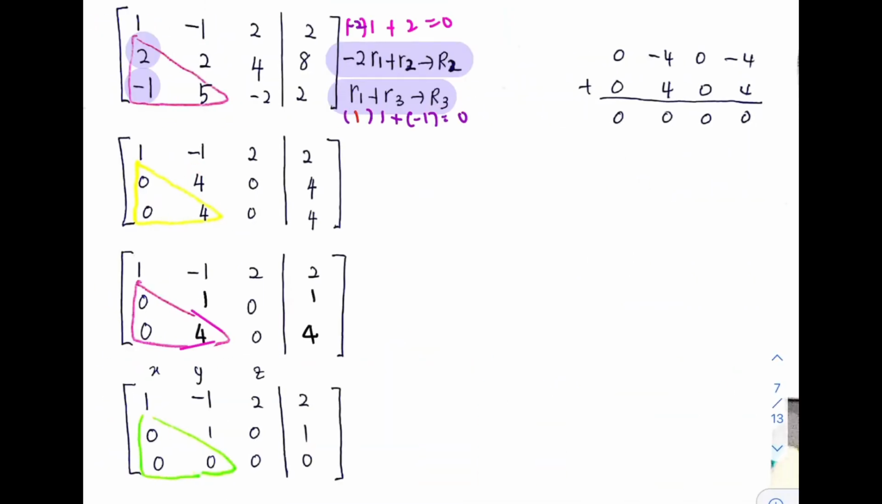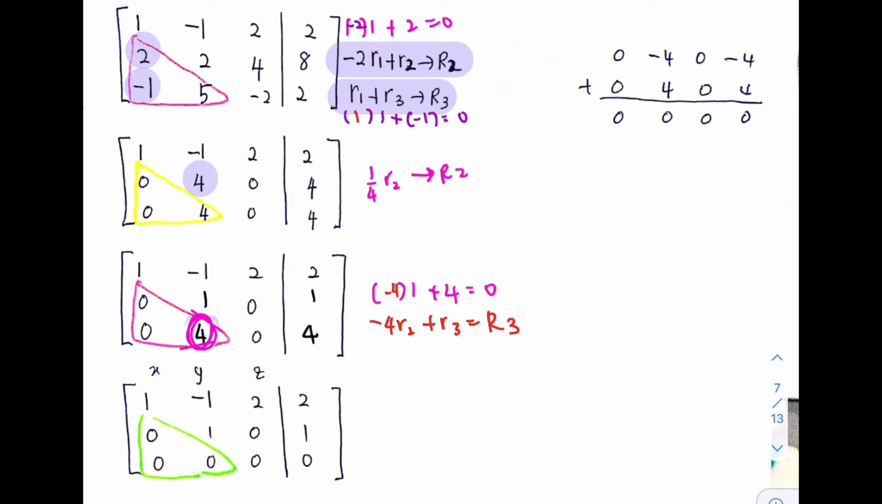Next, let's make this term 1 here. So what we should do is take 1 over 4, multiply it to row 2, and put it at a new row 2. So what we get is 0, 1, 0, 1. Then let's make this part here become 0. So what should we multiply to 1? When you plus 4, you get 0. So the answer here is negative 4. So we must write negative 4 R2 plus R3, put at the new R3.